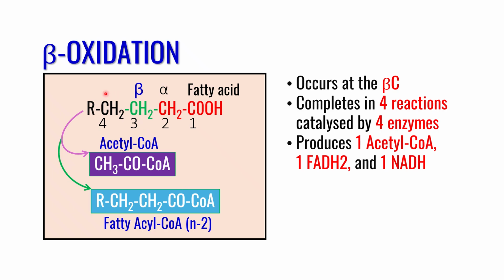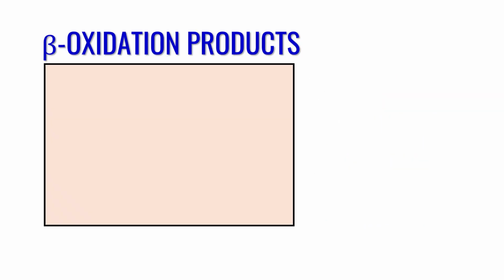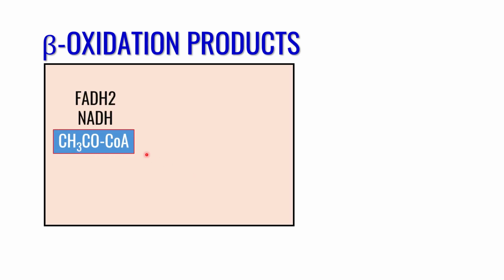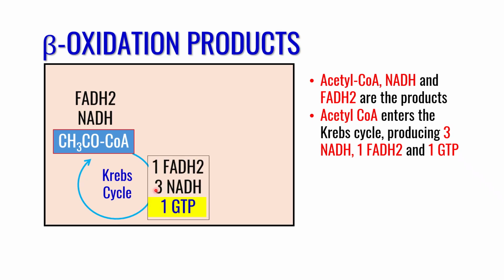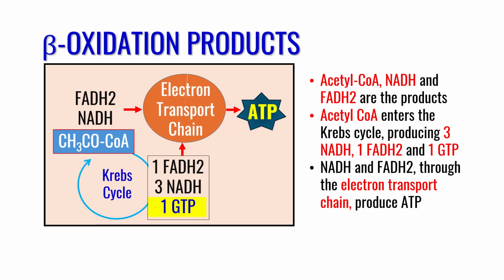At the end of each round of beta oxidation, the remaining fatty acyl-CoA repeats these reactions until it is completely oxidized. Let us identify the products of beta oxidation and their fate. These are 3 molecules which are produced during fatty acid oxidation or beta oxidation, namely FADH₂, NADH, and acetyl-CoA. Out of these 3, acetyl-CoA undergoes Krebs cycle, producing 1 molecule of FADH₂, 3 molecules of NADH, and 1 molecule of GTP. FADH₂ and NADH drive electron transport chain to produce a large amount of ATP.